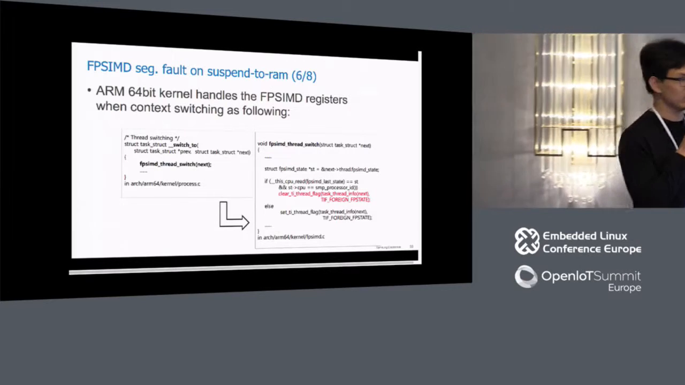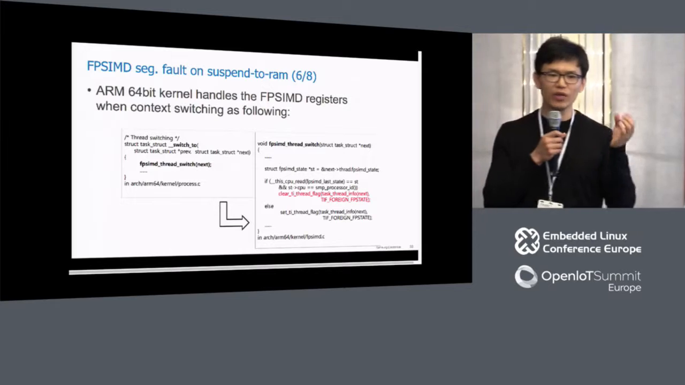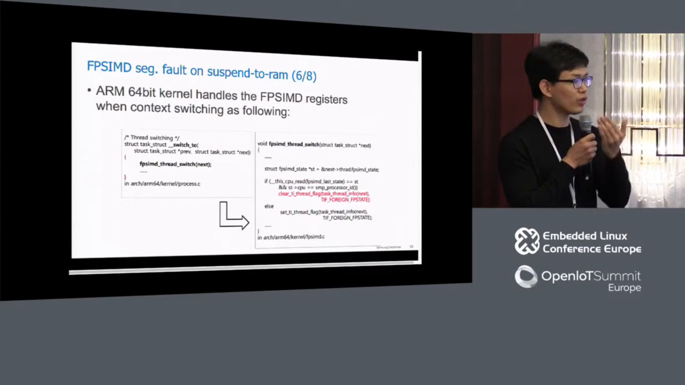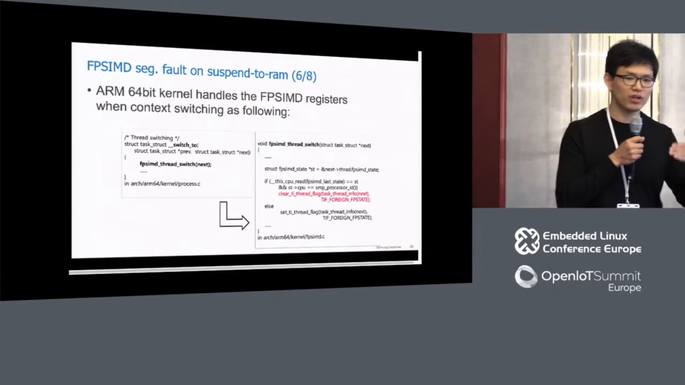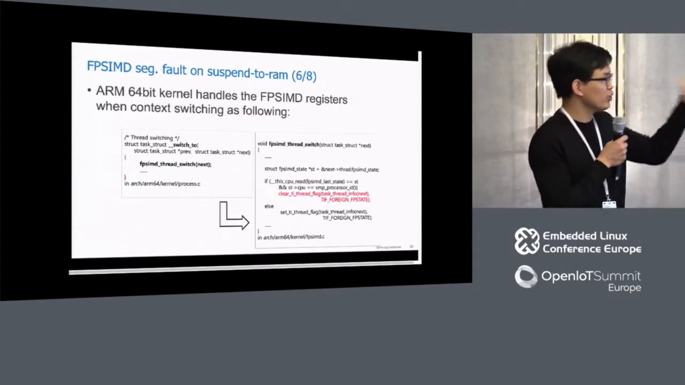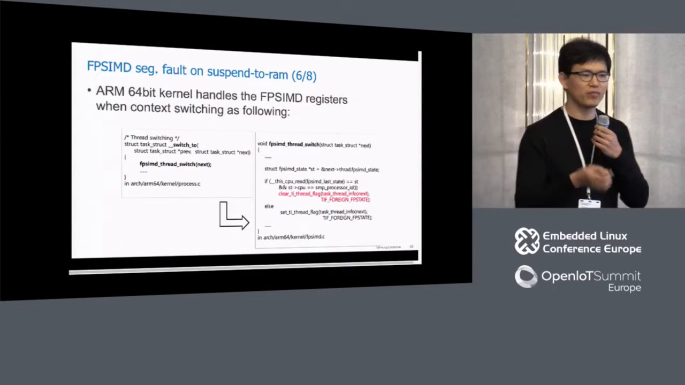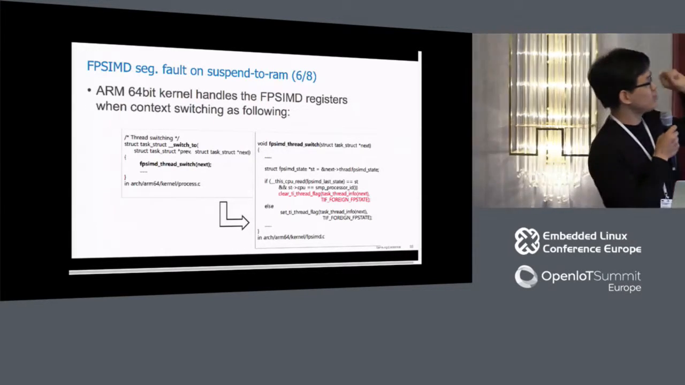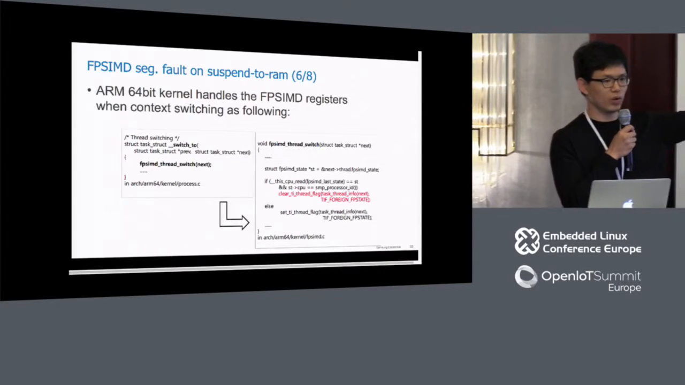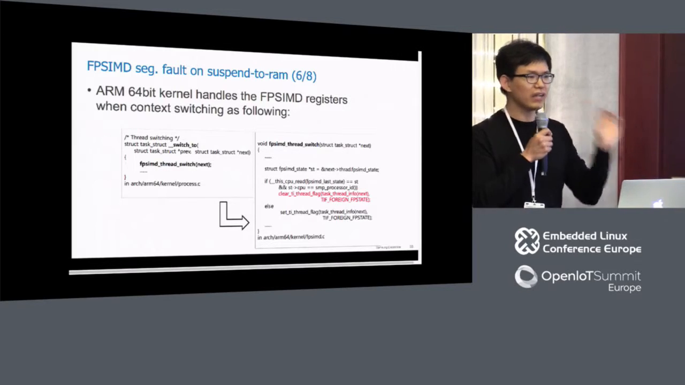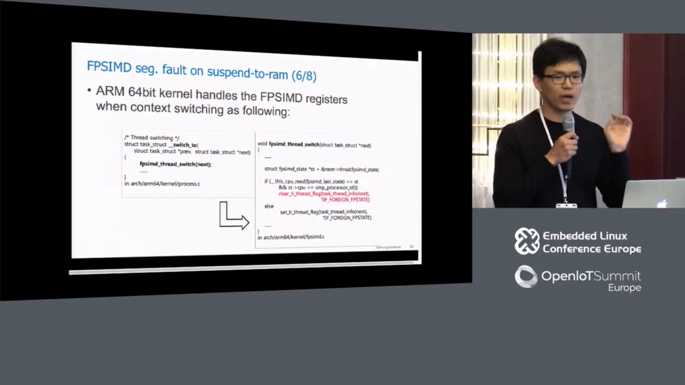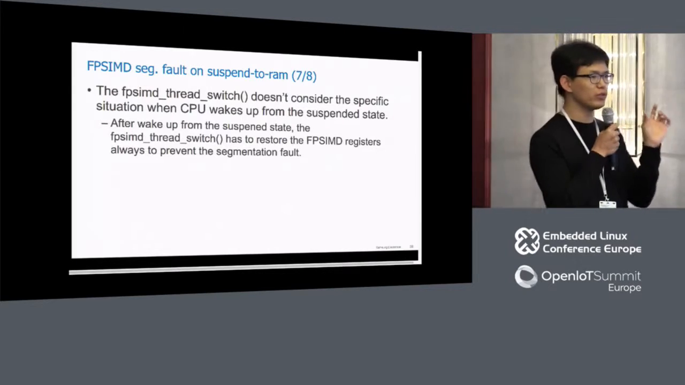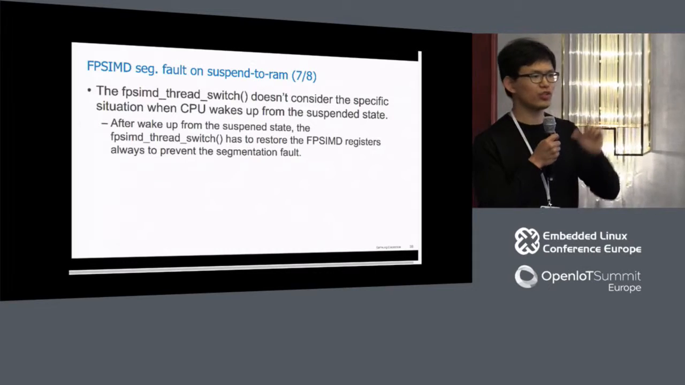This function covers two cases. In the first one, the red line, when a context switch happens but there is no change of the current thread pointer, this function just keeps the D register data. On the other side, this function always loads data from memory for the D register. It means that the FPSIMD segmentation fault happens in the first case. But this issue does not happen every time, only sometimes. It means that this function does not consider the suspend state, the suspend-to-RAM situation, when we use the 32-bit user process.